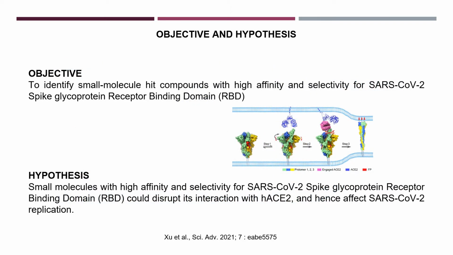And because the spike protein is so important for the virus replication, our objective is to find small molecule hit compounds with high affinity and selectivity for SARS-CoV-2 spike protein receptor binding domain or RBD. We hypothesize that if we do find these small molecules with high affinity and selectivity, this could prevent the interaction between the ACE2 and the spike protein RBD and therefore affect the SARS-CoV-2 replication.